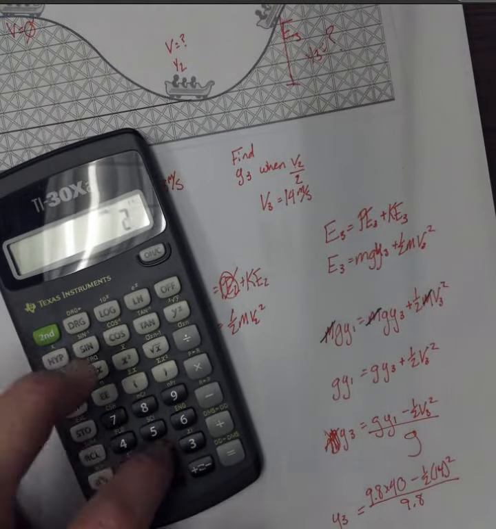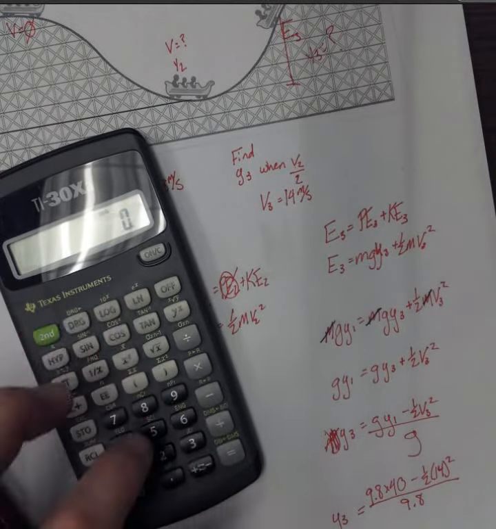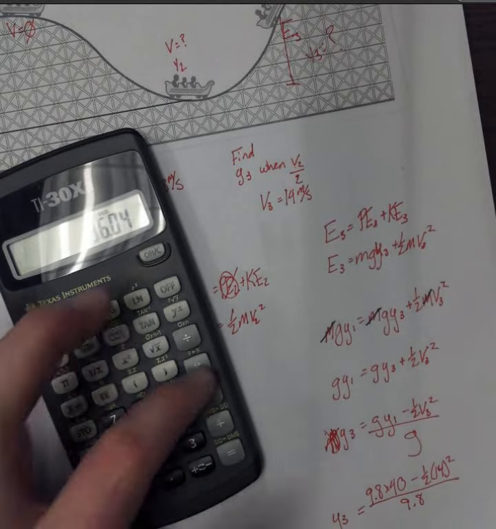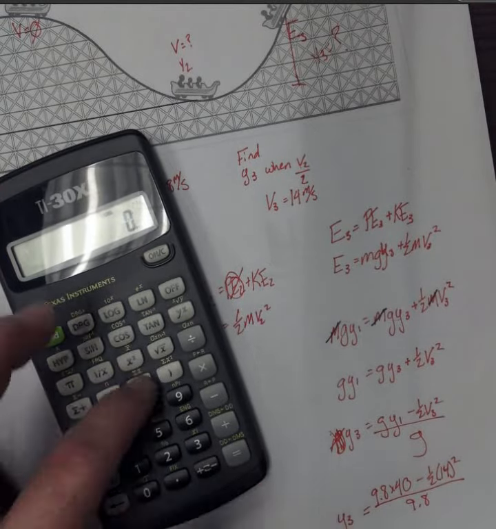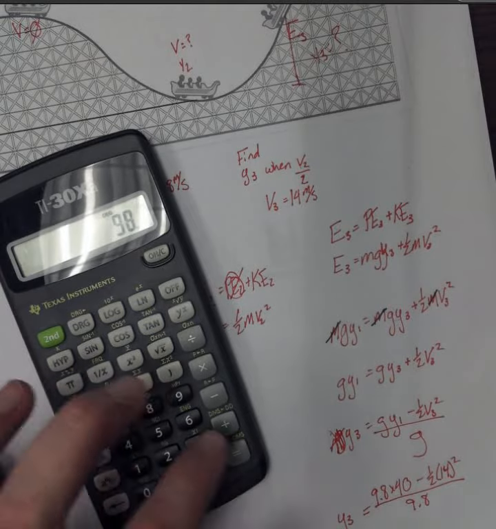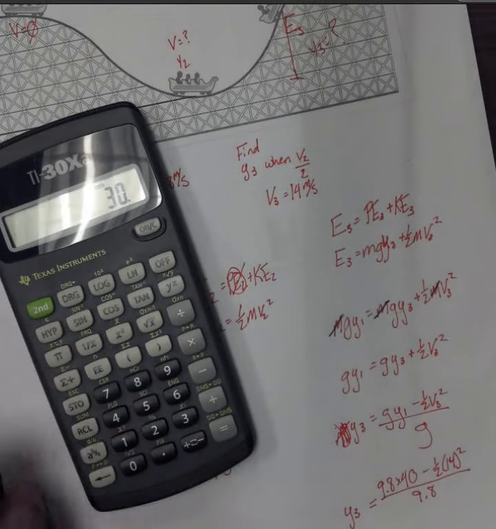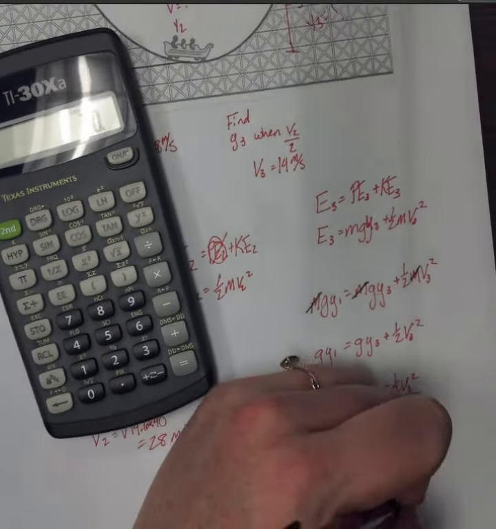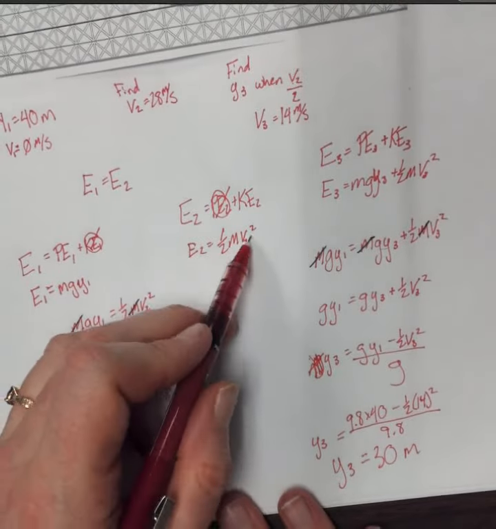Oops. 9.8 times 40 minus 14 squared times 0.5 divided by 9.8, and I get that y3 equals 30 meters. And you could have just as easily solved it using 1/2 mv squared for position number 2.